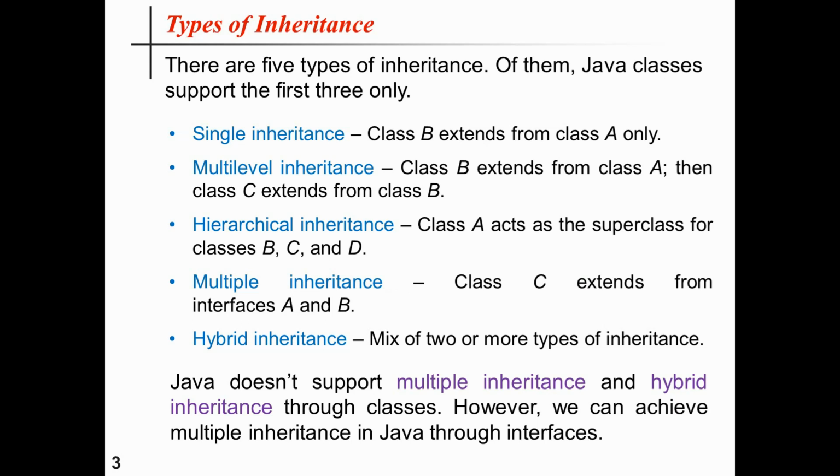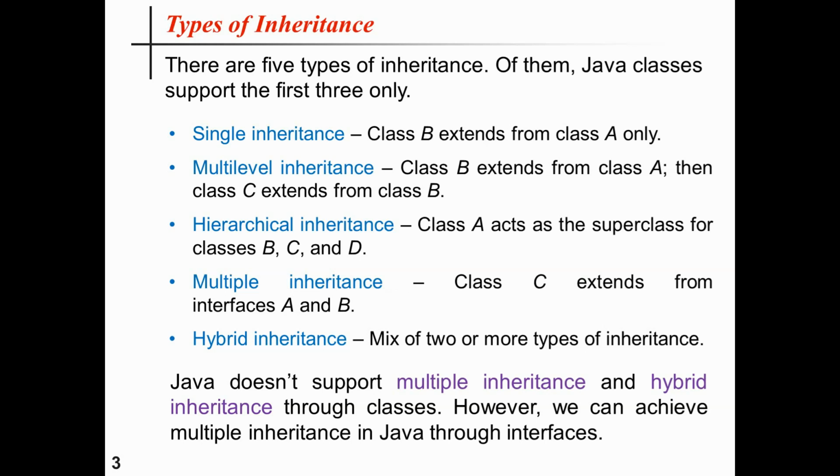Multi-level inheritance: class B extends from class A, then class C extends from class B. So A is basically the grandparent from which B has been derived, and from parent B the child class C has been developed. Hierarchical inheritance: class A is the superclass for 3 classes like B, C and D. The first 3 categories, single inheritance, multi-level inheritance and hierarchical inheritance, are supported by Java classes.